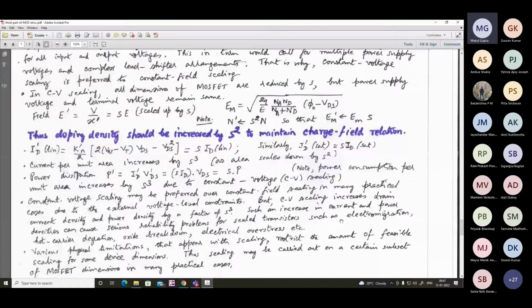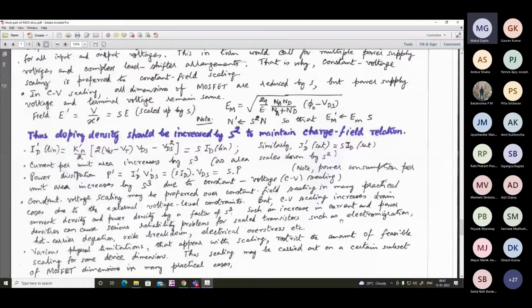Eventually it can lead to typical shorting of the gate and the channel. That means even though VGS is below the threshold voltage, current starts flowing. That is also undesired. And hot carrier breakdown means that with the increase of field, this can lead to severe collision amongst the ions. Then oxide breakdown, thermal stress, electrical overstress, all these things. So these are very undesired effects of constant voltage scaling.